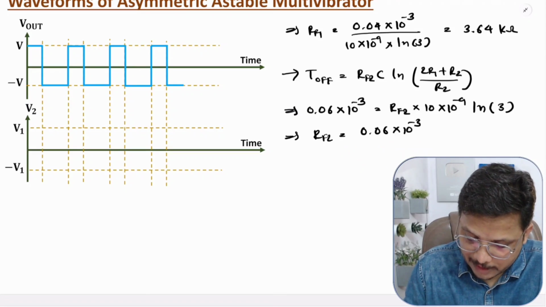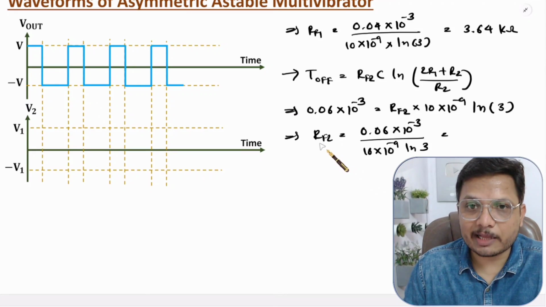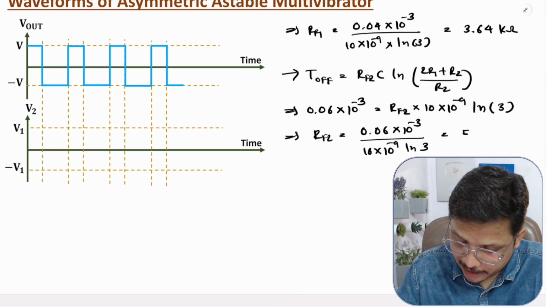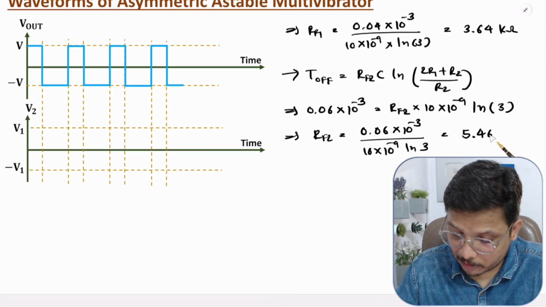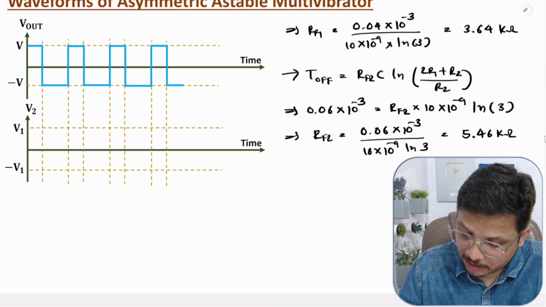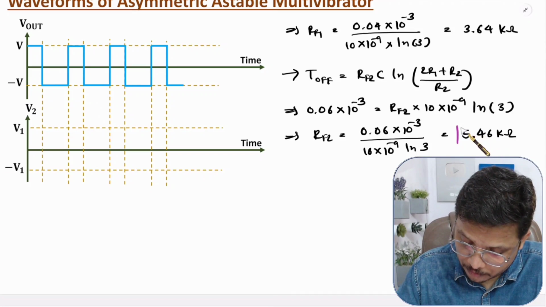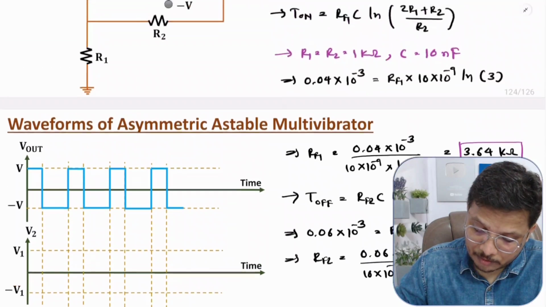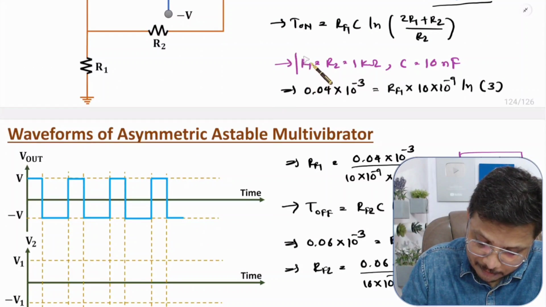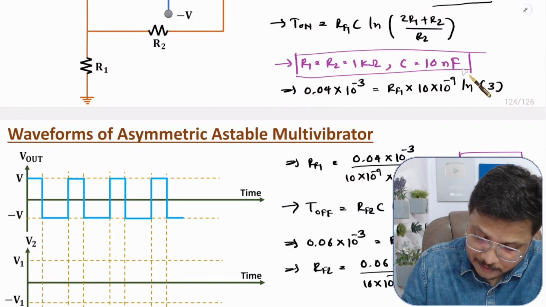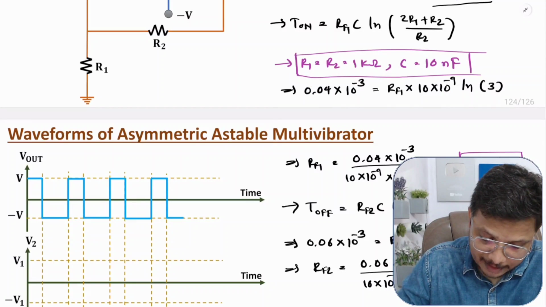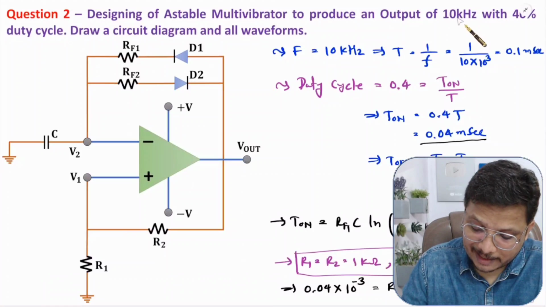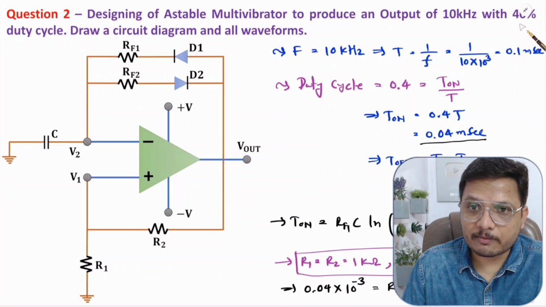So Rf2, if you solve this, you will be getting the value of Rf2. Let me check what is my answer. So Rf2 has to be 5.46 kilo ohm. So now we got the value of Rf2. We got the value of Rf1, right? And we have assumed values of R1, R2 and C. So that is what we can place in the circuit over here, right? Which will be producing a frequency of 10 kilohertz and 40% duty cycle.